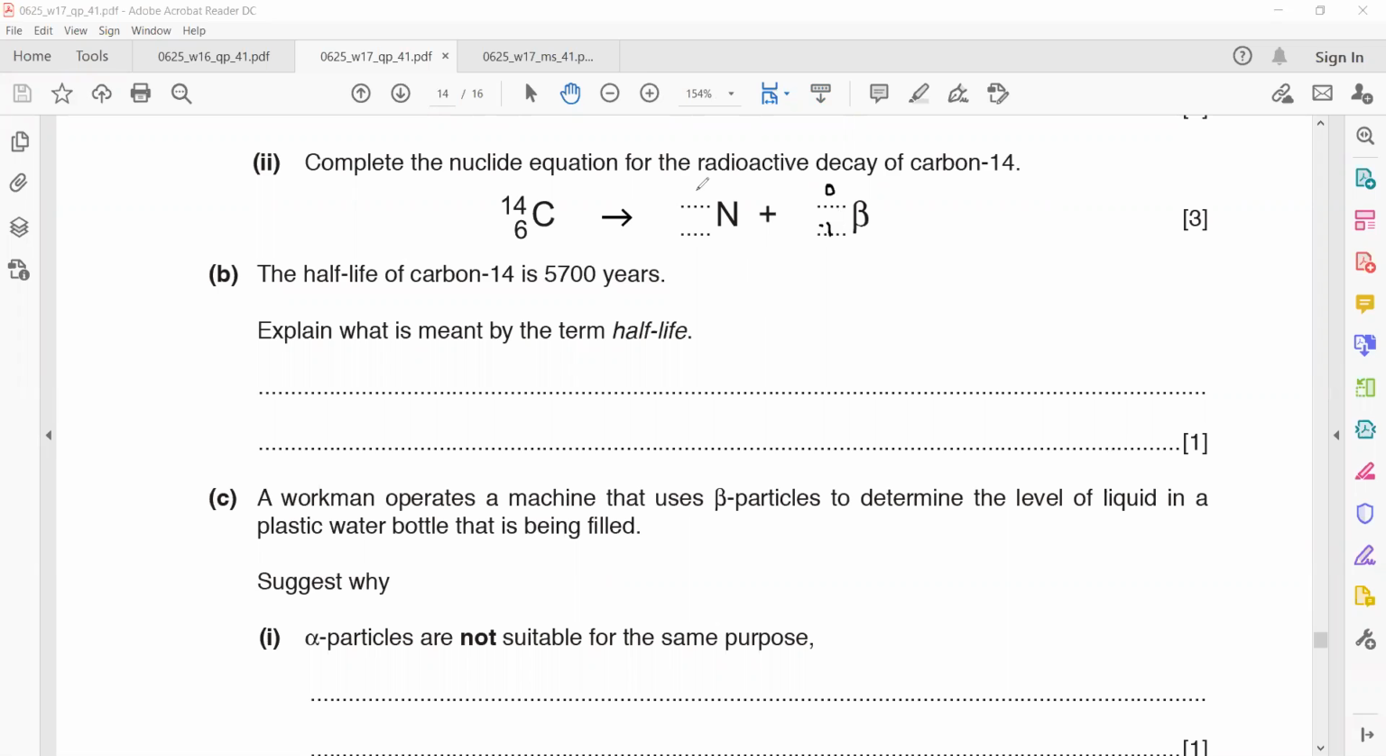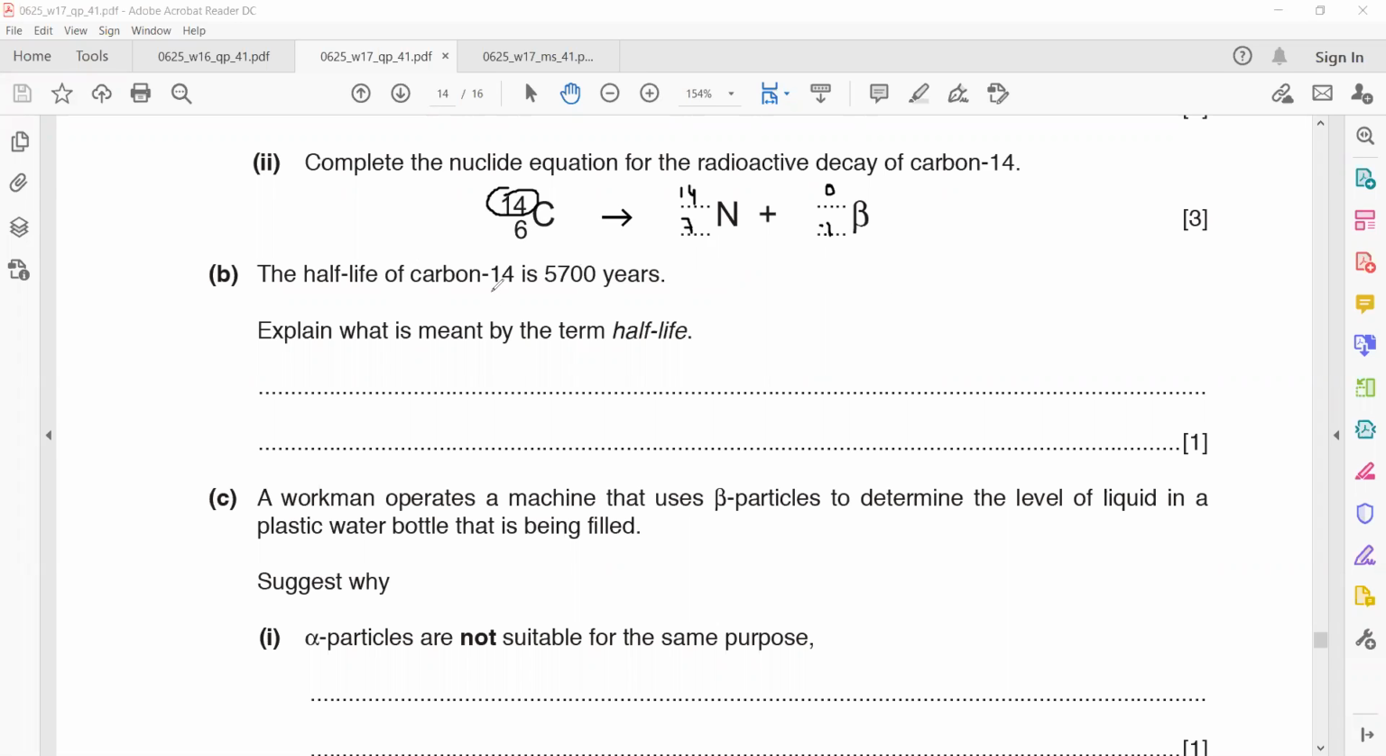When there's a beta decay, you can work out the equation without just memorizing it. You know the symbol for beta. So if the total on the top, the superscript, is 14, on the right also the superscript should be 14. For beta, it is written 0. So for nitrogen, it should be 14 so that the sum will not change. What about the subscript for nitrogen? That will be 7, because 7 minus 1 will make 6.